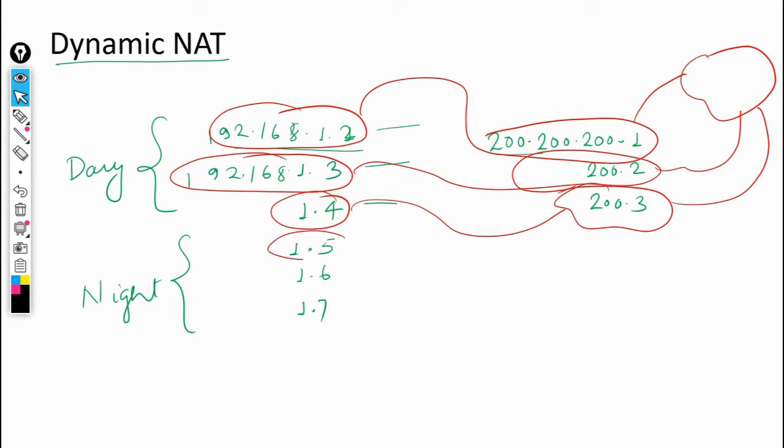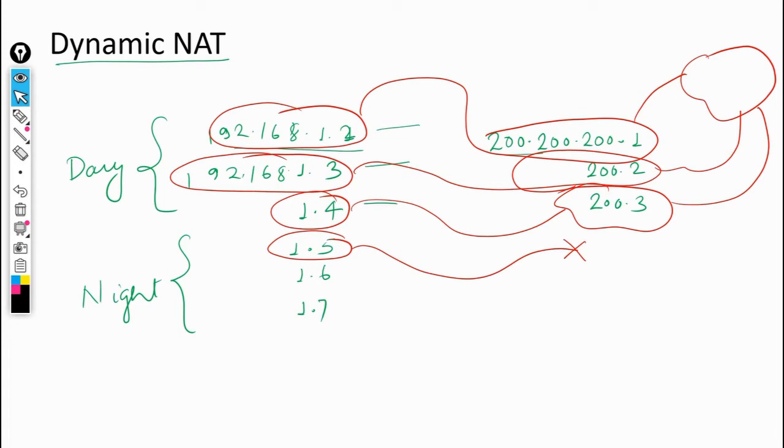Now this 1.5 also wants to go to the internet. It goes here and finds there is no IP address available. Now he cannot go to the internet, because there is no public IP available in the pool.